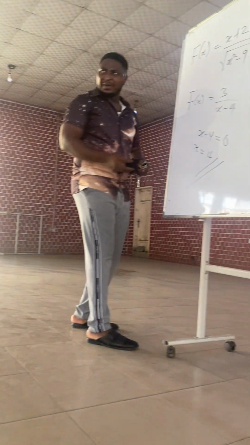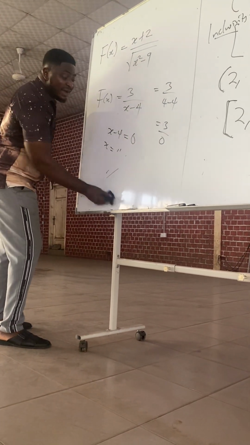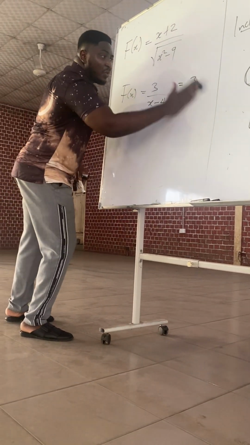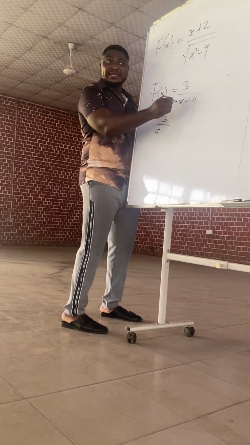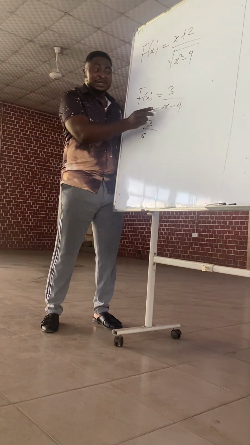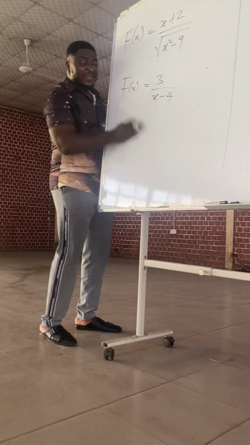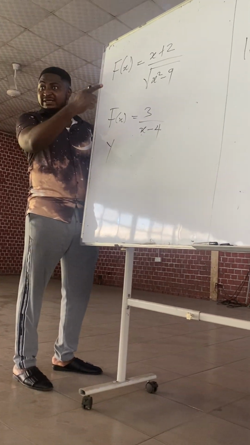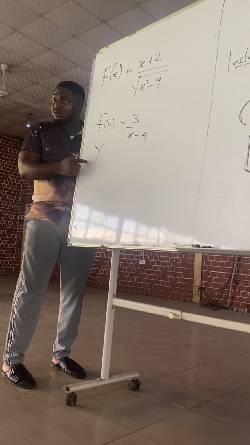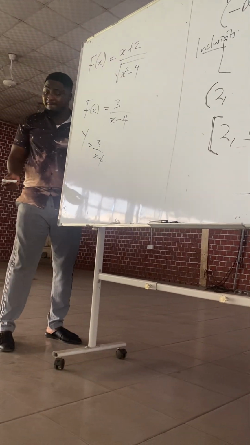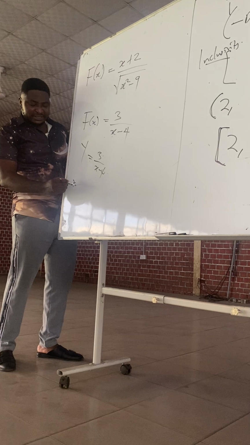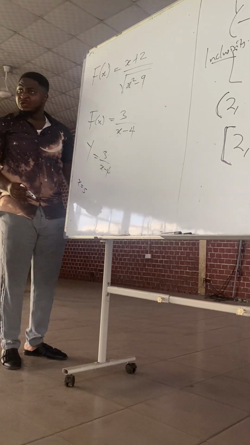Class, I want to ask you questions. Can 5 be our domain? Yes. Why? 3 all over 5. We replace x with 5, right? If we say domain is x, we're talking about input. Don't forget that f of x is the same thing as y. That's what we said when we did inverse: replace f of x with y. So y equals 3 all over x minus 4. Now follow me. Let's say our domain is 5.